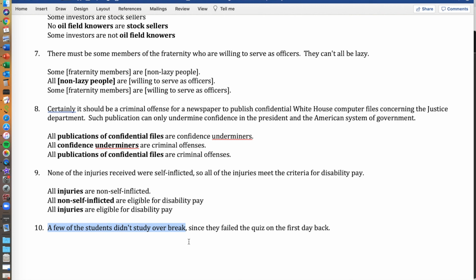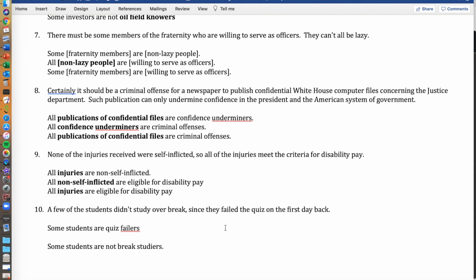So let's translate those into standard logical form. A few of the students didn't study over break. A few is some: some students are not break studiers. Okay, that's the conclusion. And then we'll put the given premise, since they, and the they is the same students, so it's some students are quiz failures. Okay, so we have a particular affirmative premise and a particular negative conclusion.